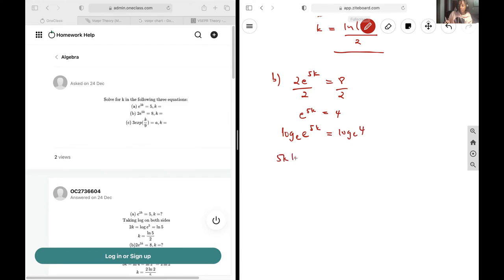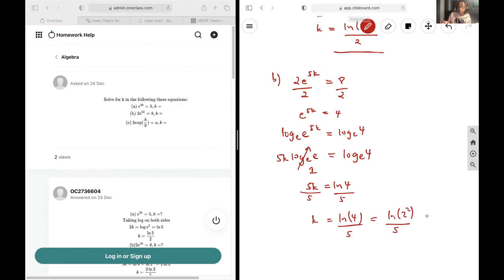This will give us 5k log e e is equal to log e 4. This is going to give us 1. So 5k is going to be equal to ln 4. And then you simply divide out 5. So k is equal to ln 4 all over 5. We can rewrite this as ln 2 squared over 5. And this will give us 2 ln 2 over 5.